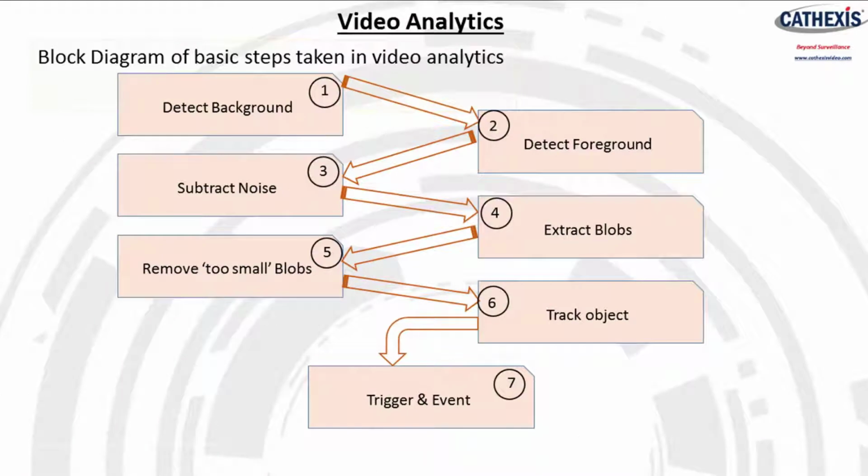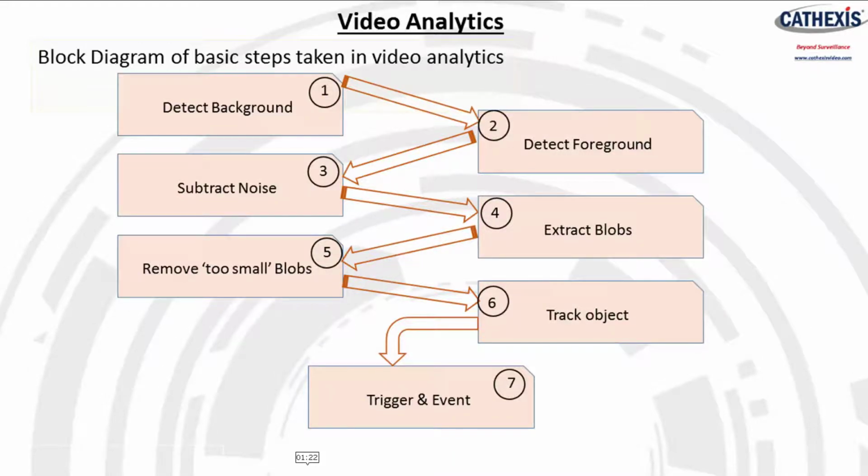A simplified analytics process would look something like this. Detect the background pixels, detect the foreground pixels, subtract the noise, extract the blobs, filter the unwanted blobs, track the object, configure the events and triggers. Don't worry if you feel a little confused at this point.